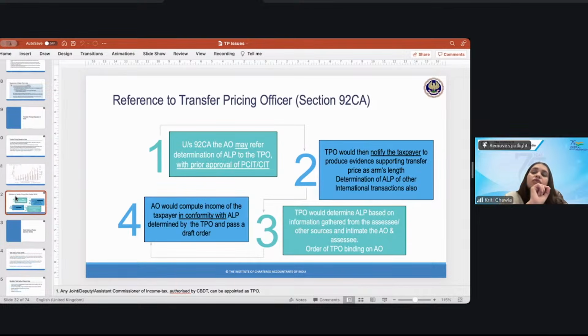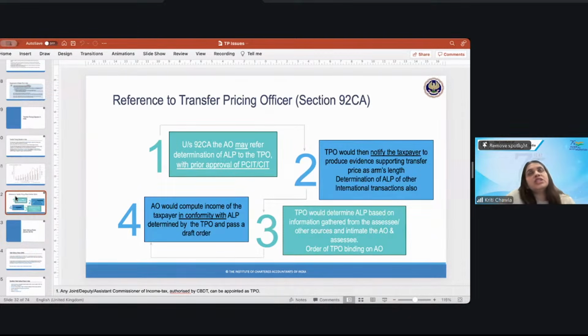Now, while the assessment is going on, if the TPO discovers any other international transaction apart from whatever has been disclosed by the taxpayer, they can determine the ALP of that also. So it's like a twofold process, the TPO has twofold responsibility. First is determination of ALP for whatever is provided in the forms, and they intimate the taxpayer to provide evidence for that. Then if there is any other international transaction that comes to their notice, they can determine ALP with respect to that also.